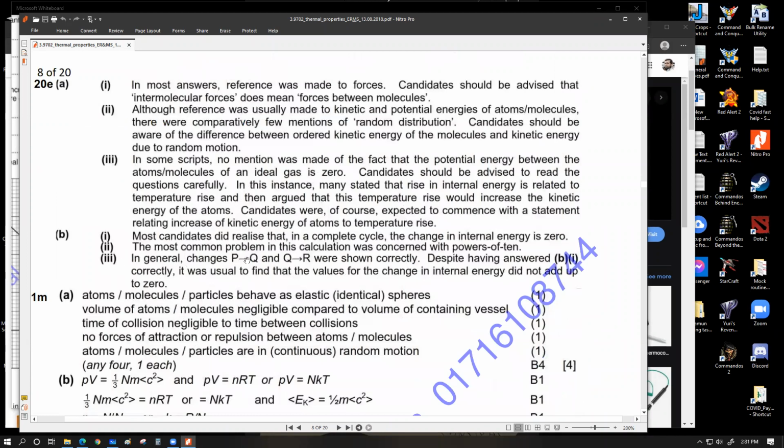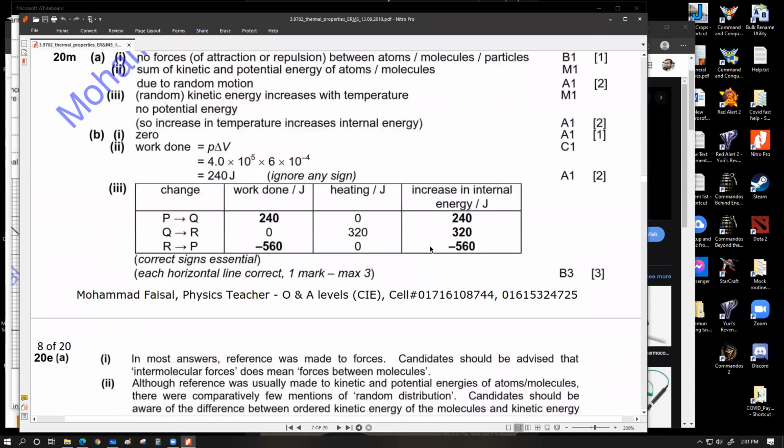B3 says, in general, changes P to Q and Q to R were shown correctly despite having answered B1 correctly, it was usual to find that the values for the change in energy did not add up to 0. So they just gave a very basic marking for how the problem is to be solved, but pretty much there's a problem that they messed up these numbers over here. I think whoever wrote this mark scheme actually made some observation error. That's my best guess. I'm not sure about it, but that's my best guess. So that's why their values are altogether messed up compared to the actual question.